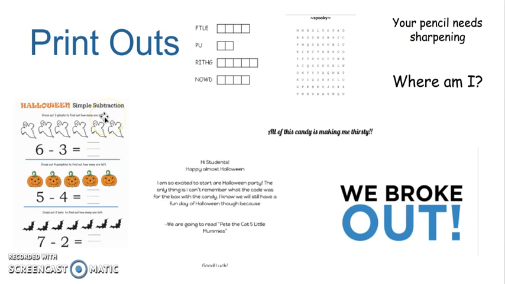We have a couple printouts that we're going to be needing. So we are going to need a subtraction worksheet because this is going to involve subtraction a little bit. We're going to need a welcome letter from the teacher just explaining what's going on. A kind of a word shuffler. A crossword puzzle, a riddle, we're going to need another riddle, and then we are also going to use the We Broke Out pamphlet.